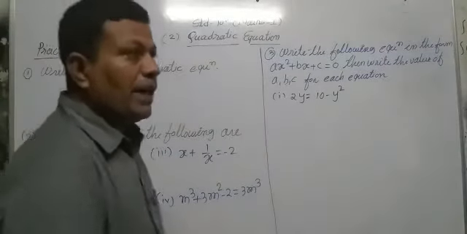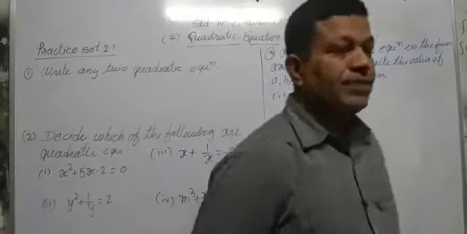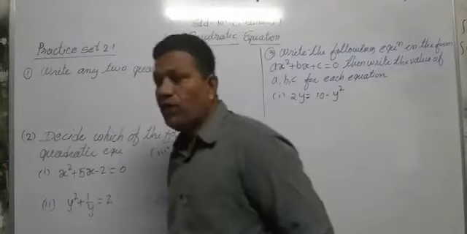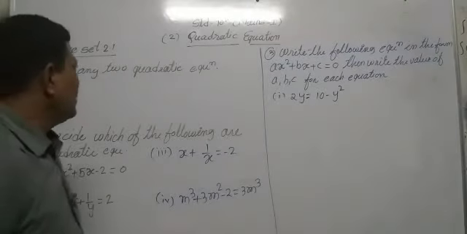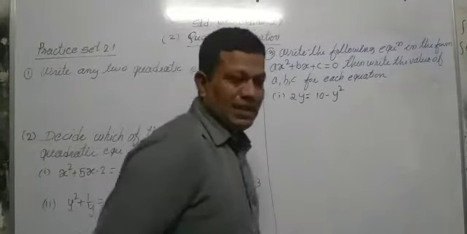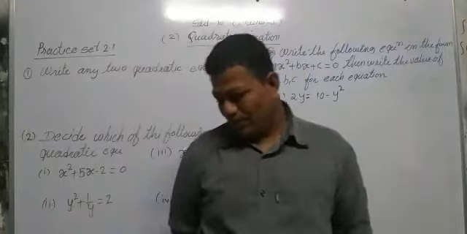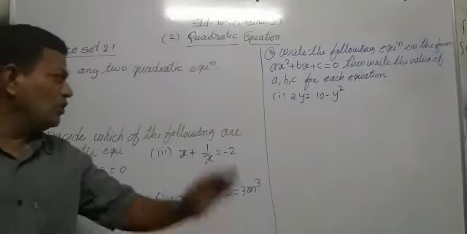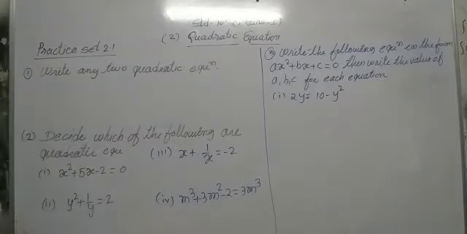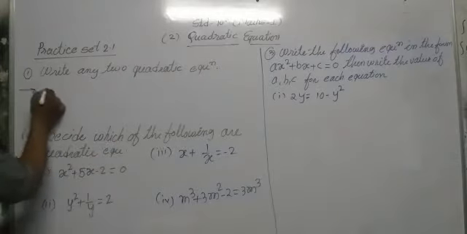Now we start our practice set number 2.1. In practice set 2.1, the first question is: write any two examples of quadratic equation. This is a simple example, and it comes in the exam also, only for a 2 marks question. Now first question, write any two quadratic equations. So simple, I write down a simple example.